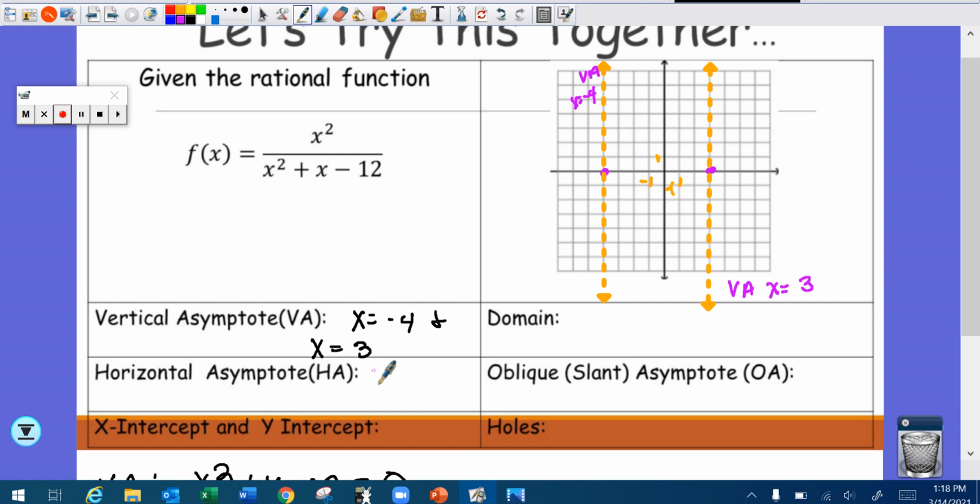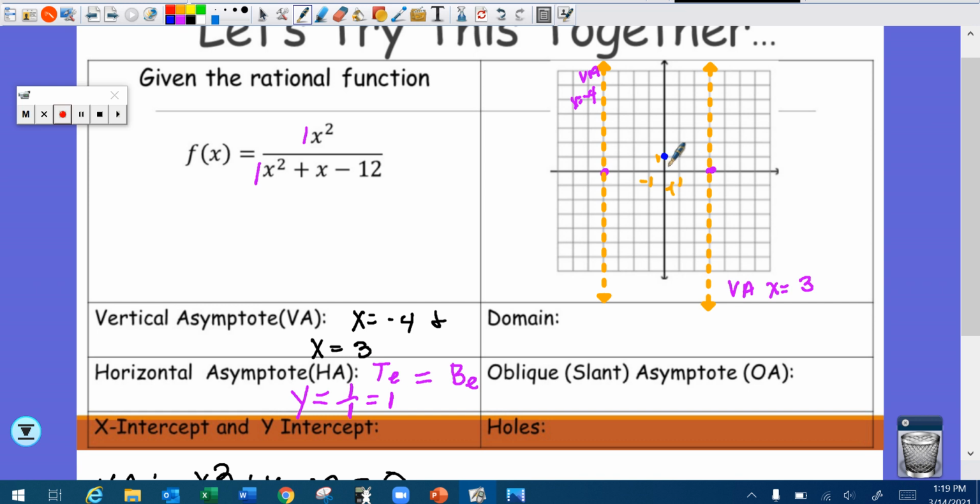There are 3 rules. So we just need to compare the numerator and the denominator. The highest top exponent and the highest bottom exponent is what we need to compare. So the highest top exponent is 2 and the highest bottom exponent is 2 as well. So they're equal. If they're equal, that's telling me that my horizontal asymptote is going to be the coefficients in front of these terms. So it's going to be 1 over 1, which equals 1. So that's telling me I have a horizontal asymptote at y equals 1.